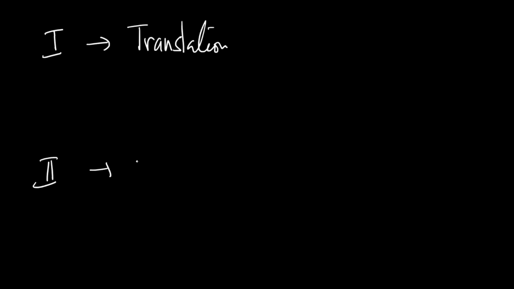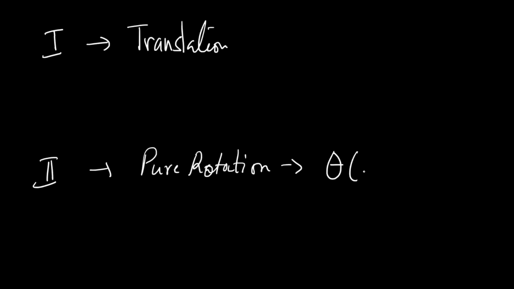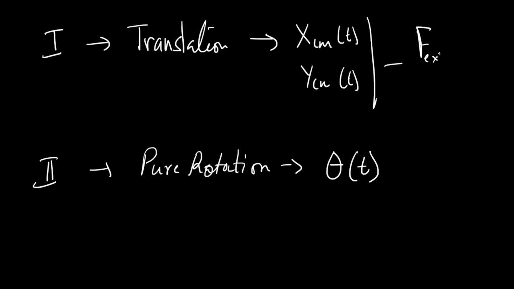And one last time, let's summarize. I have step 1, which is for translation, and step 2, which is for the pure rotation part. And what I mean by pure rotation part in this description is to tell you what is theta t. For this, I have to tell you what is x_CM as a function of time, y_CM as a function of time. For this, the equation is F external at that instant of time is equal to total mass into acceleration of the center of mass.